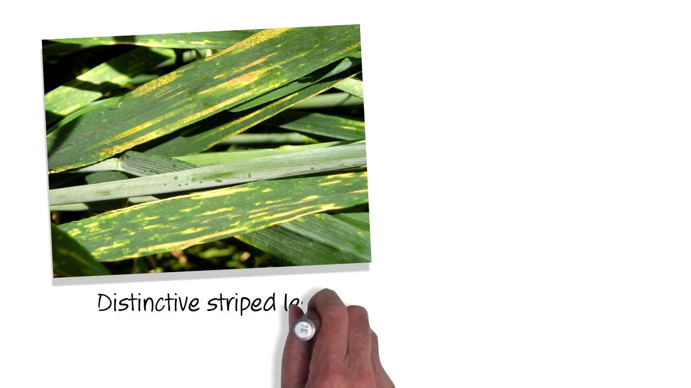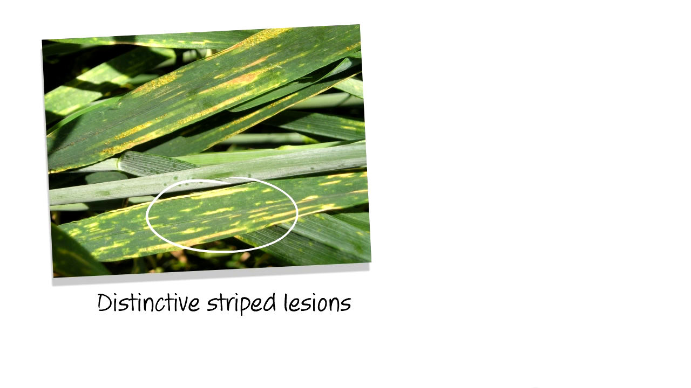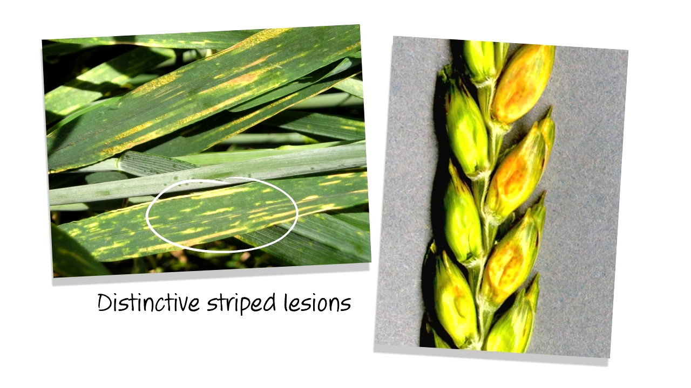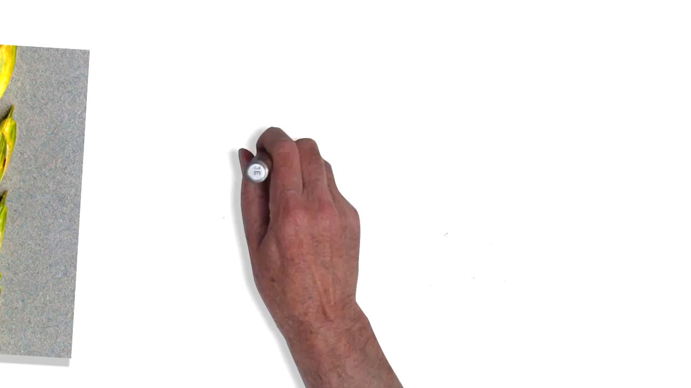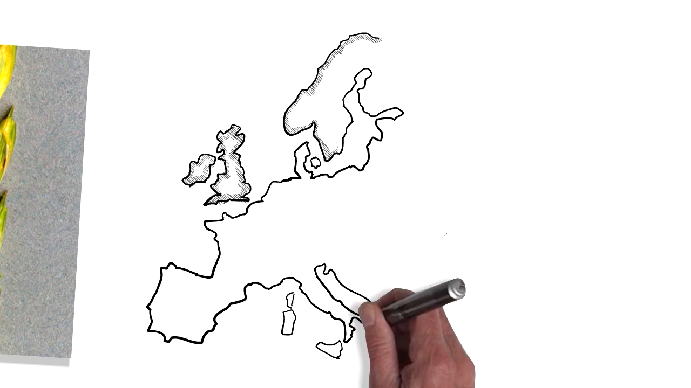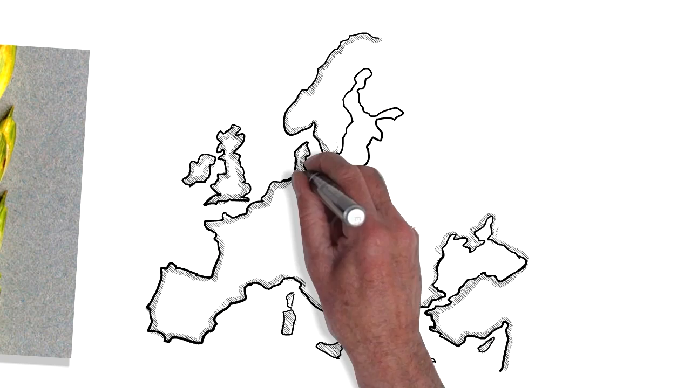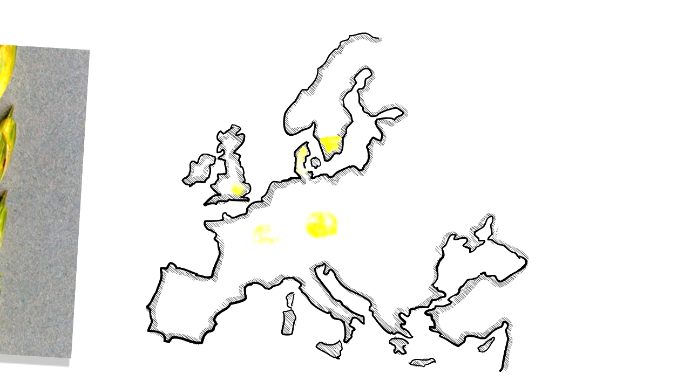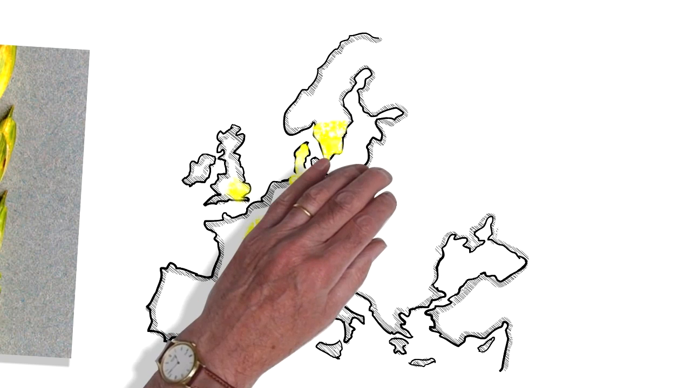Robbed of its energy, the leaf produces distinctive striped lesions, typical of yellow rust infestation. The grain shrivels, so yields can be reduced dramatically. With each cycle, the destructive cloud of spores is spread by the wind, eventually covering large areas, destroying crops and reducing yields.